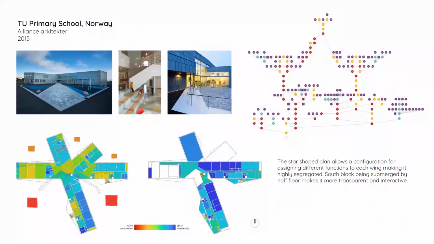TU Primary School by Alliance Architecture, Norway. Design and pedagogy. The star-shaped plan allows a configuration for assigning different functions to each wing, making it highly segregated. Learning spaces in the academic block are divided grade-wise, with each having individual entrances, services, and breakout rooms, making it a correspondence model between different age groups. Classrooms are on a loop with the corridor and breakout rooms, resulting in a more evenly integrated space, which would seem as one whole learning area.